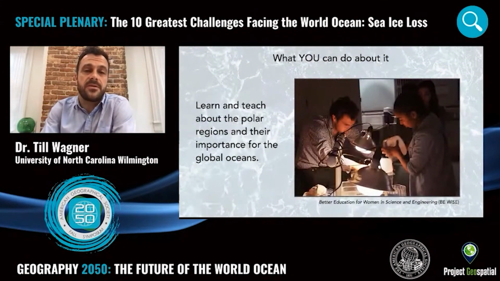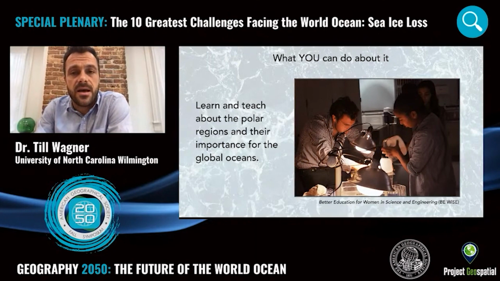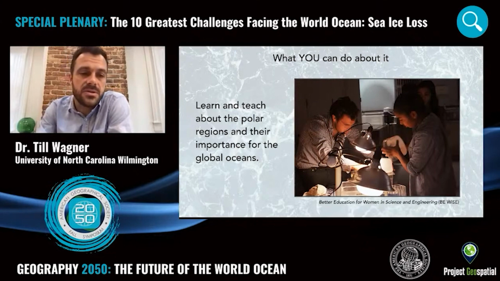So to finish up, what can you do about it? What can we all do about sea ice loss and the challenges it presents for the global oceans? This is always a tricky question, because the Arctic is somewhat of an abstract concept, and the dynamics and sea ice phenomena are occurring in a very remote place. And so for me, I've always found that learning and teaching about the polar regions and their importance for the global oceans is one of the best ways that we can help raise awareness and protect.